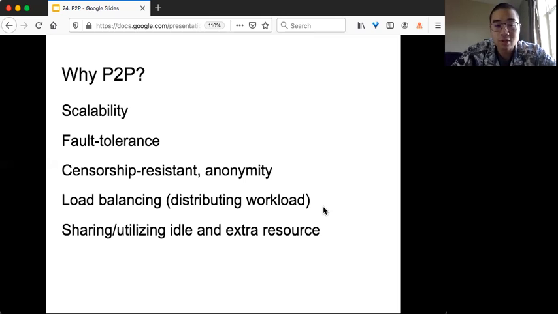And the fourth one is similar to scalability. Ideally, you want to distribute the workload to as many peers as possible, so that no one peer is like the server inside the cloud that has a very high workload.